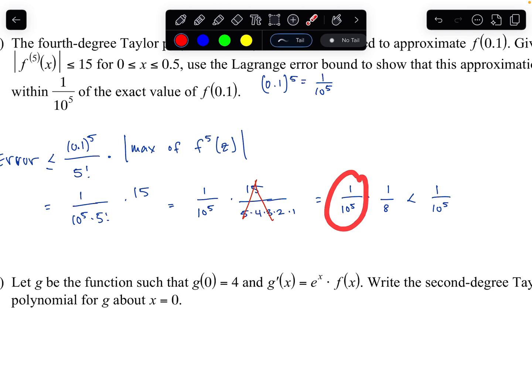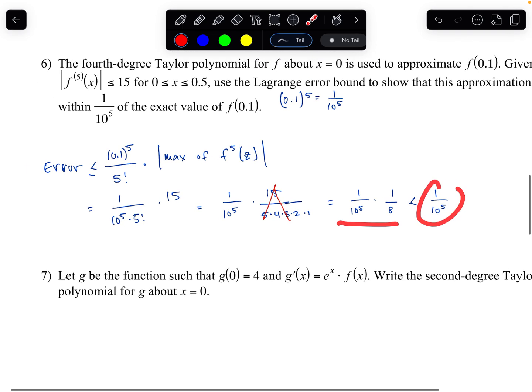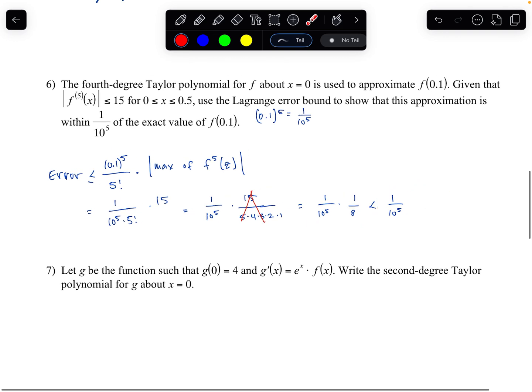Because 1 over 10 to the fifth is equal, and if I multiply by 1 over 8, then this whole expression just gets a whole lot smaller. Well, not a whole lot, but it gets smaller. And so this is less than 1 over 10 to the fifth. So it has to be within 1 over 10 to the fifth.